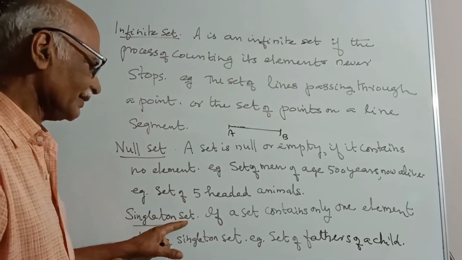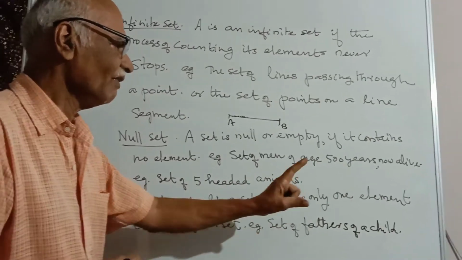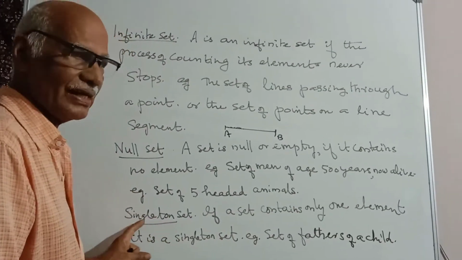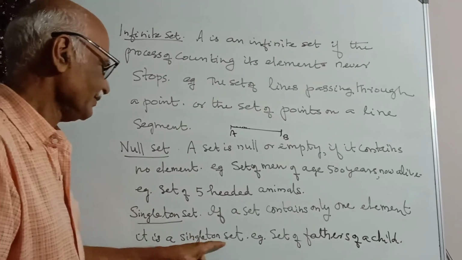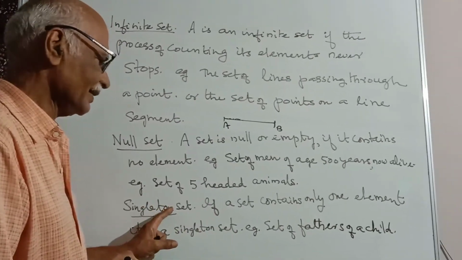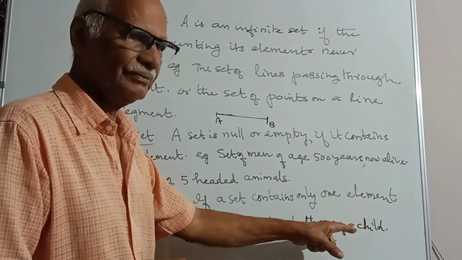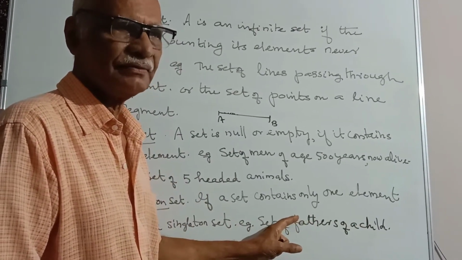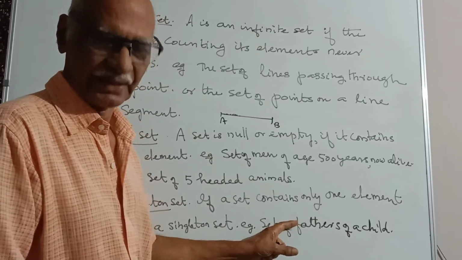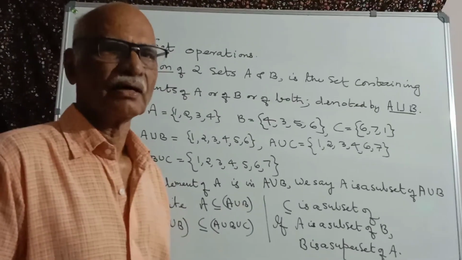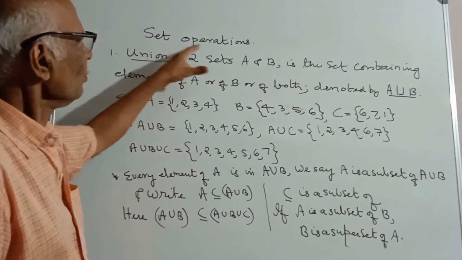Now singleton set. If a set contains only one element, then it is a singleton set. Example, the set of fathers of a child. There is only one father, so it's a singleton set. We consider set operations.